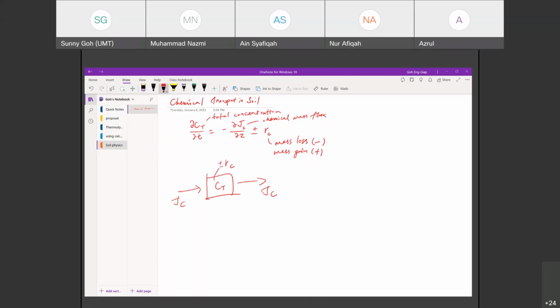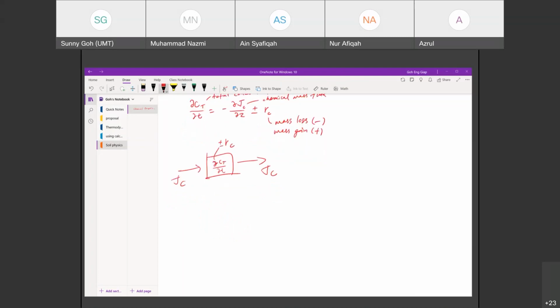All right. So the in and out JC is governed by this term. The degradation or bioproduction is governed by this RC, and the storage is actually happening here. So this ∂CT/∂t, the storage is actually happening within the storage area. So maybe it can be written as ∂CT/∂t. Okay. All right. So let's look into this. What is CT exactly? Okay, what is CT?